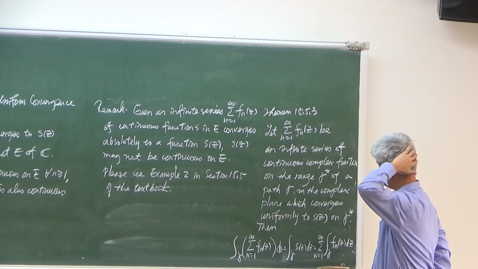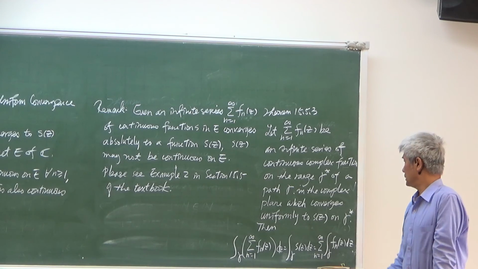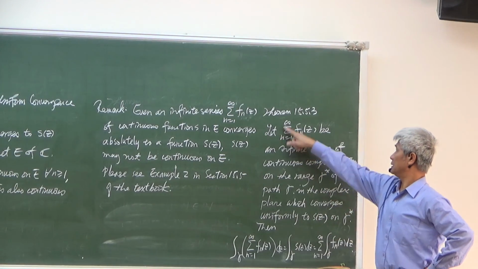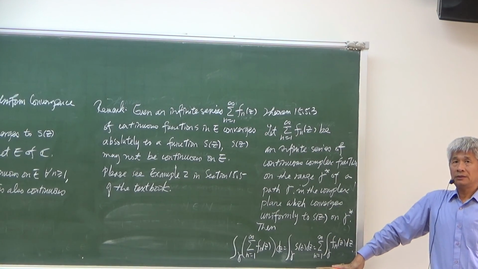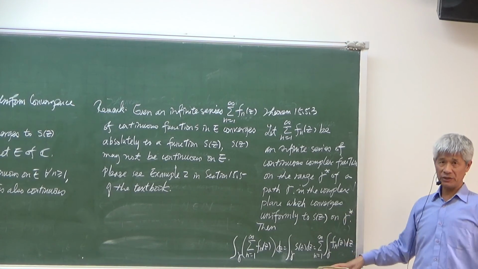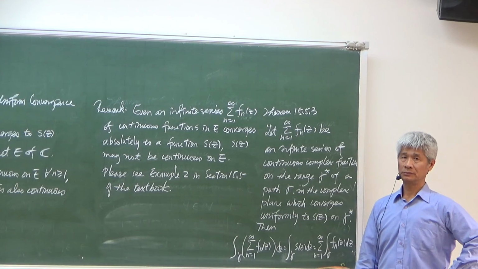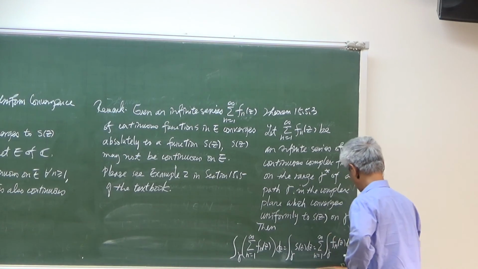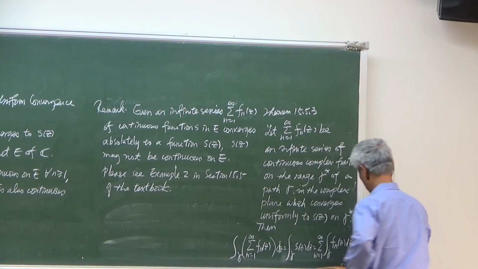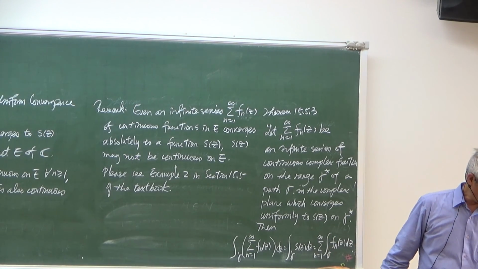And here, we need only uniform convergence. But once you test the uniform convergence of this infinite series to the sum on the range of a path, then you will have this nice result. We will see that this nice result is actually very useful. I also give a proof in my lecture notes.